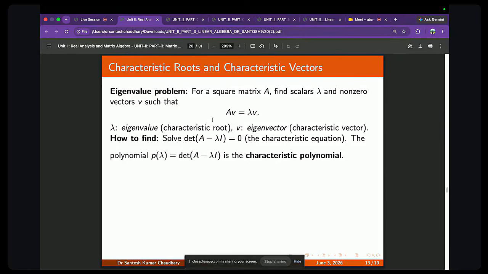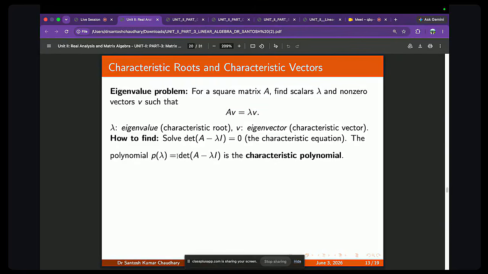So how to find eigenvalue? To find eigenvalue, you solve this equation: the determinant of A minus lambda I is equal to 0. This is also called characteristic equation. You solve this characteristic equation and the roots you get are eigenvalues. The characteristic roots are called eigenvalues. First you find eigenvalue using this equation, and then you put it here and find V. Then you will get eigenvector, which is not unique. Corresponding to one eigenvalue, there are many eigenvectors.